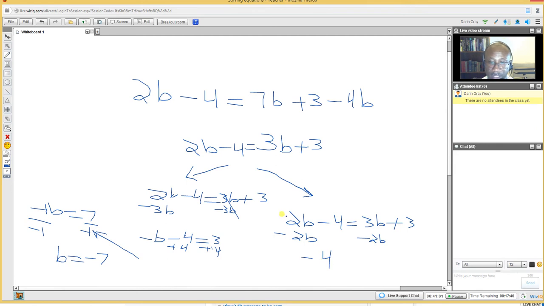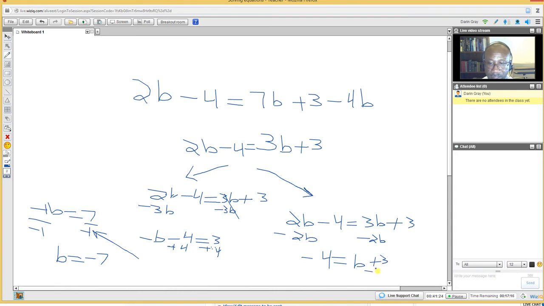And again, we subtract it because we looked here. If there's nothing there, that means it's positive. Okay? We didn't look here, which is why we didn't add. We looked here. If this were negative, we would have added. But because there's nothing there, we assume it to be positive. Okay? So we end up with negative 4 equals 3b minus 2b will give us a b plus 3.